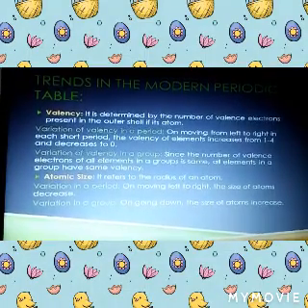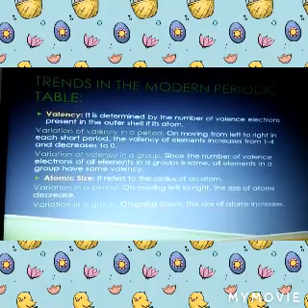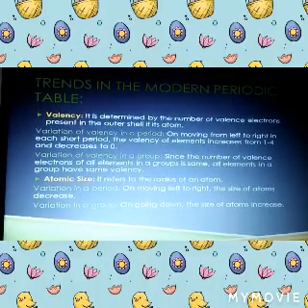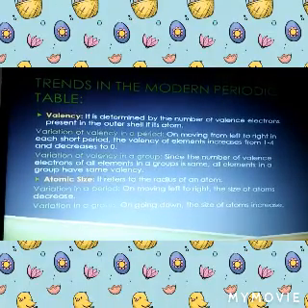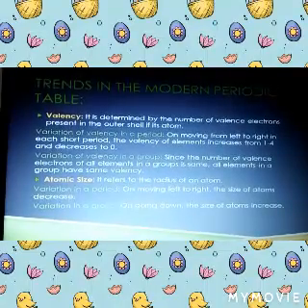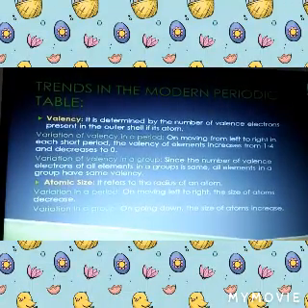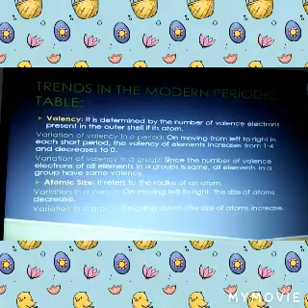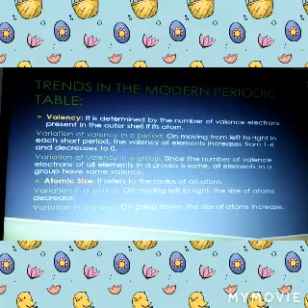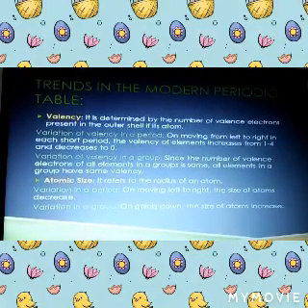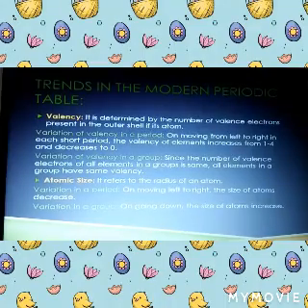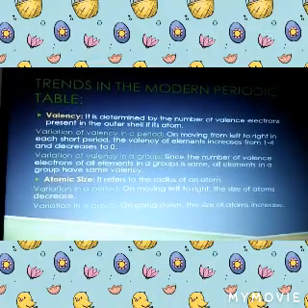Variation of valency in groups: since the number of valence electrons of all elements in a group is the same, all elements in the group have the same valency. Atomic size: atomic size refers to the radius of an atom. In a period, going from left to right, the size of the atom decreases, while in a group, on going down, the size of the atom increases.